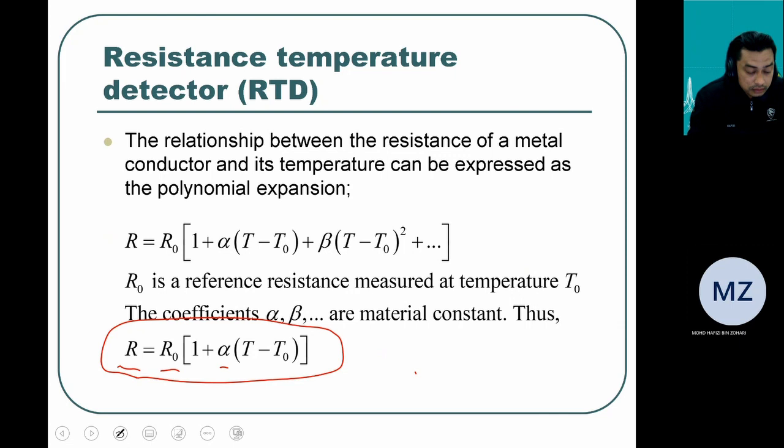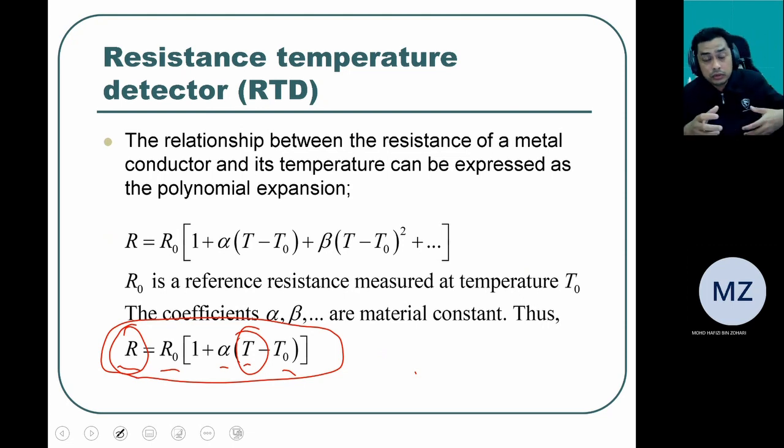Of course, this one is the coefficient. Different materials have different coefficients. And T is the temperature that we want to measure, that we want to look for, and then T naught is the original, the earlier temperature. These two things here are interrelated with each other. The rest is just a constant. So if you look at this equation, the R increases, so T also increases. If we increase the T, we automatically increase the value of our resistance.